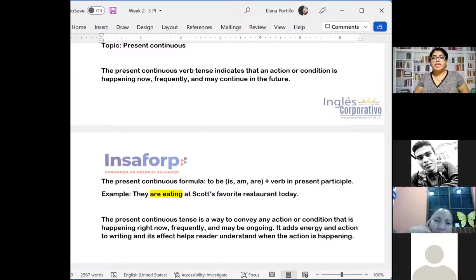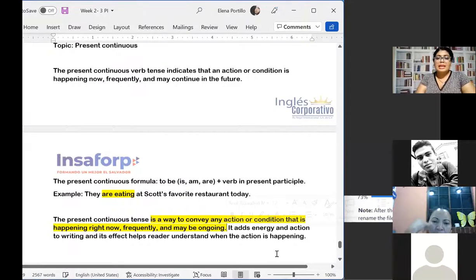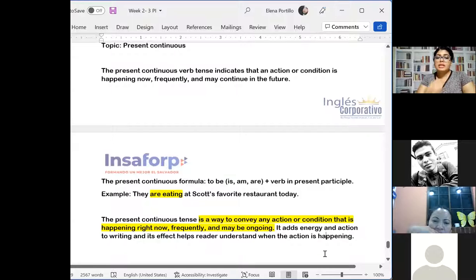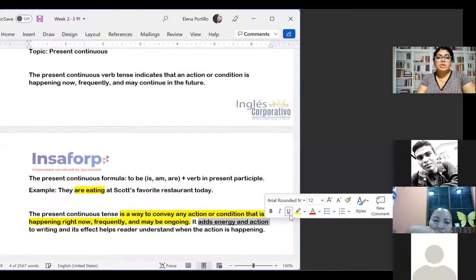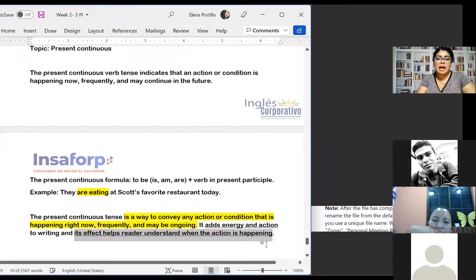So we have here the specification. Now we are going to mark the important parts of this specification. It says, the present continuous is a way to convey any action or condition that is happening right now, frequently, and maybe ongoing. So we have here, it's a way to convey to this part. It adds energy and action to writing, and its effect helps the reader to understand when the action is happening. So the effect is that people can understand when the action is happening.